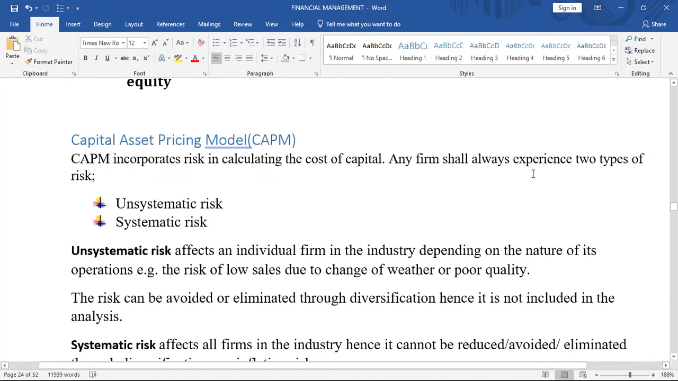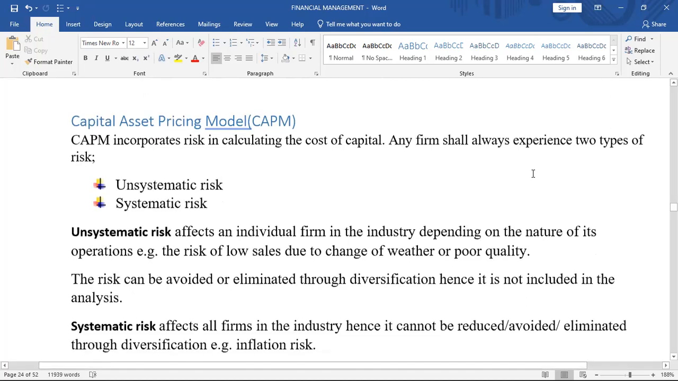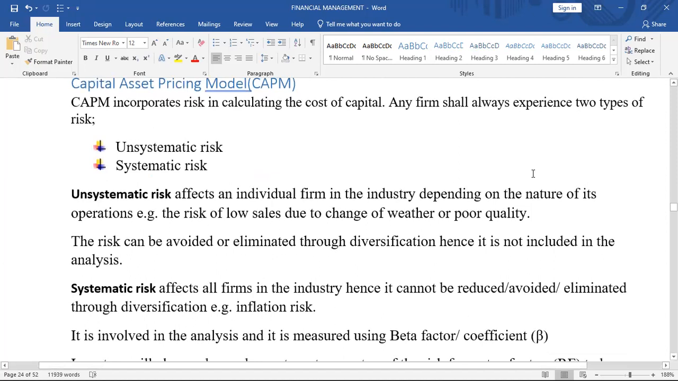Now we have the capital asset pricing model, which is the second method applicable in the computation of the cost of equity. CAPM incorporates risk in calculating the cost of capital, and any firm shall always experience two types of risk. One, and these are already examinable, is unsystematic risk.